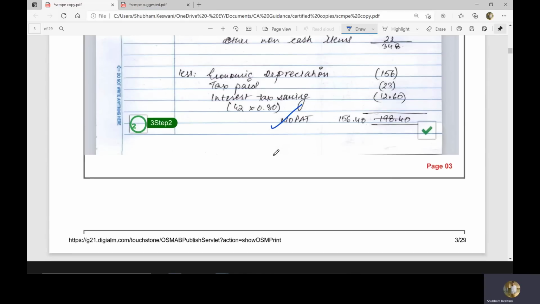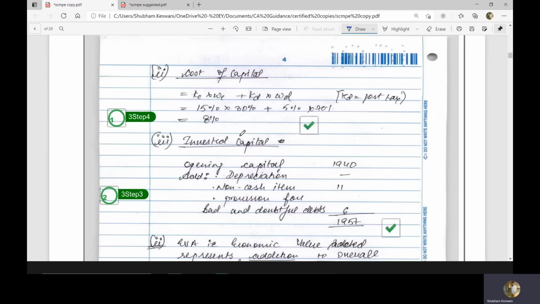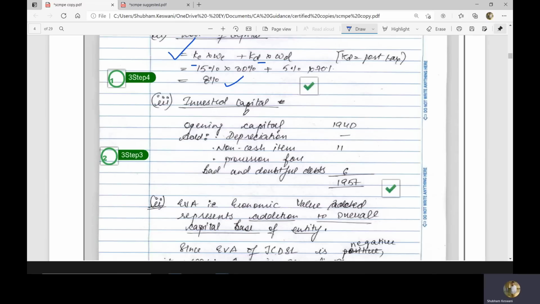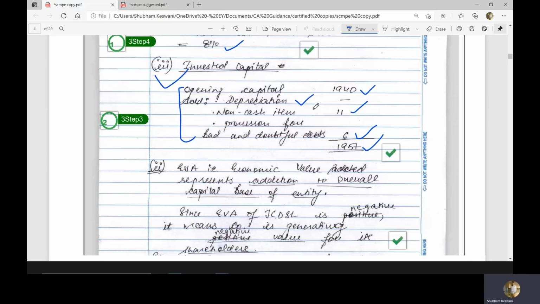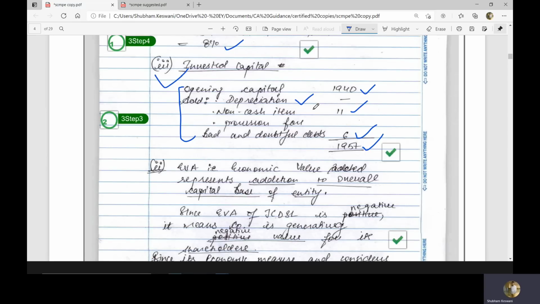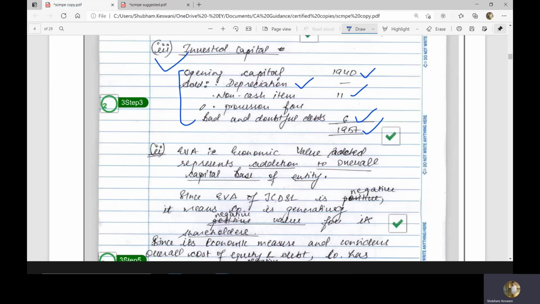So here I am calculating NOPAT and then talking about the cost of capital. As we all know, cost of capital is the weighted average of cost of equity and cost of debt. So here I have calculated that. Now talking about the invested capital, again showing the examiner proper calculation of the invested capital. What other approach I could have followed was just write 1940 plus 11 and then plus 6. So I could have easily arrived at 1957. But I am also showing the examiner that I have ignored depreciation, because in the opening they have already mentioned that for depreciation, economic depreciation and accounting depreciation, there is no difference. Plus I'm showing that this is the thought process that I'm applying while arriving at this answer.